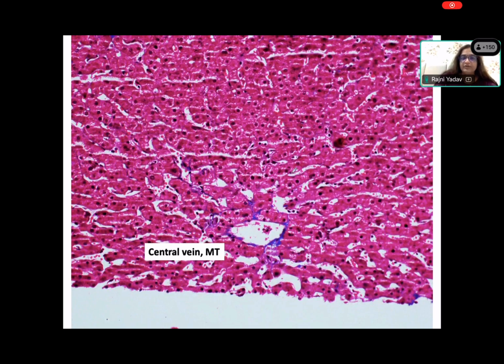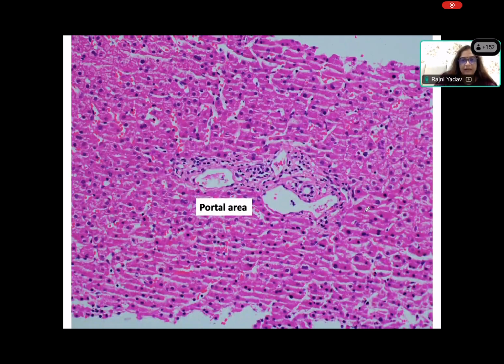Now this is a Masson's trichrome. It is used again for assessing the collagen fibrosis. Now the hepatocytes are stained red, and whatever fibrosis is there will be stained blue. Now this is the central vein, so that's normal. That's the wall of the central vein, but there is no fibrosis here. Now that's the portal area.